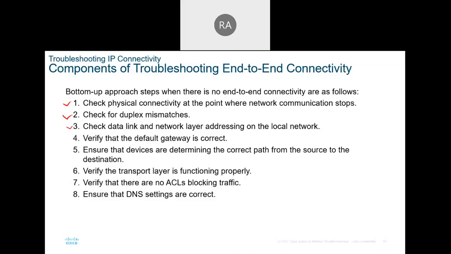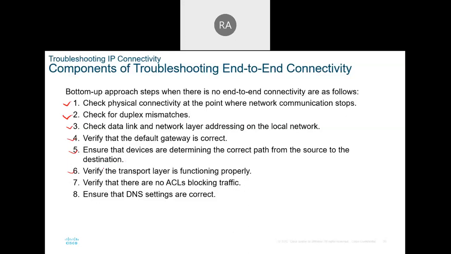Number three, check data link and network layer addressing on the local network. That is like you're checking your switch and you're checking the IP addressing issue. Number four, verify that the default gateway is correct. Number five, ensure that devices are determining the correct path from source to destination using our traceroute. Number six, verify the transport layer is functioning properly.